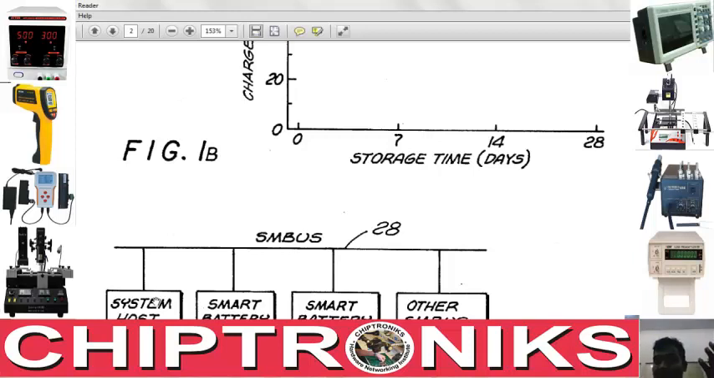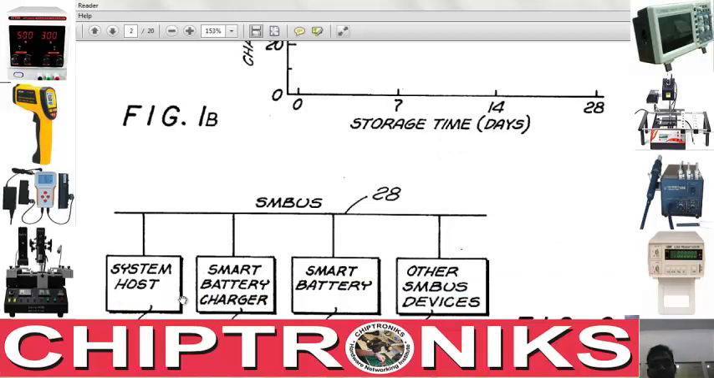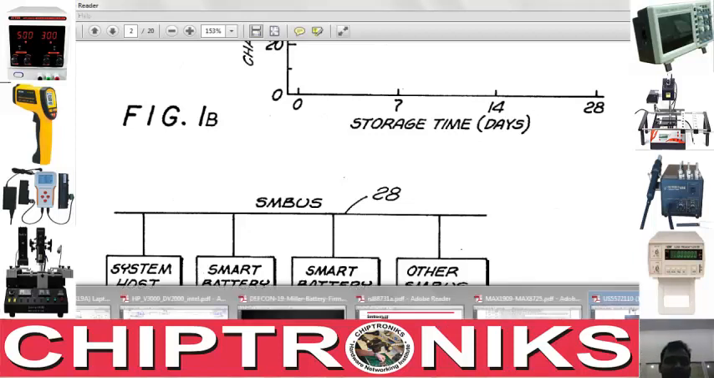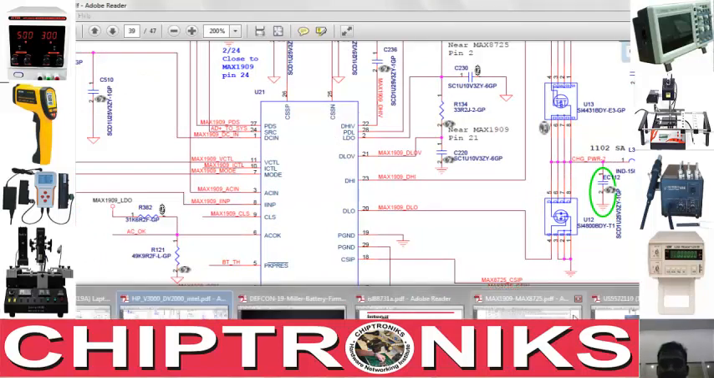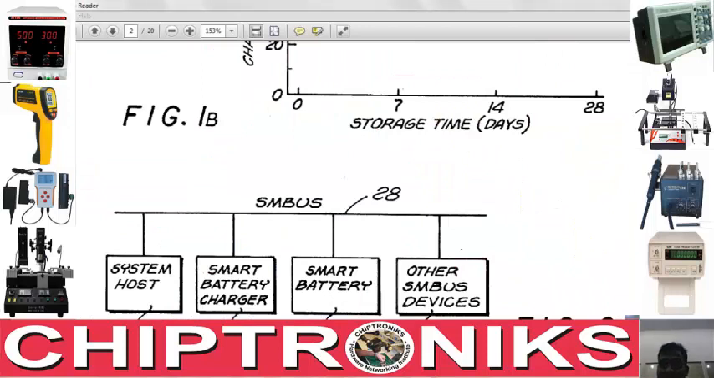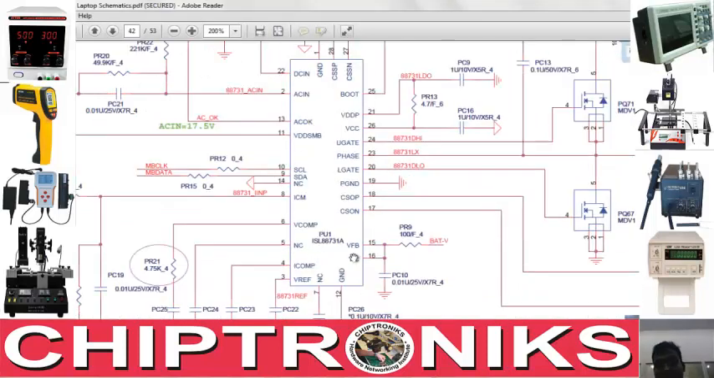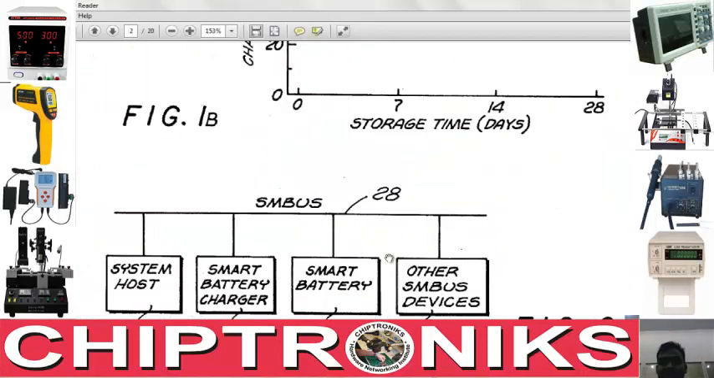If you like, I will have a separate class on the SM bus later on, but right now you should understand the SM bus to be a two-wire topology, where the system host can be anything, but when you are referring to a notebook motherboard, the system host is the IO controller. The smart battery charger is the charger IC. In case of the DV2000, it's the MAX8725 here. In case of the Lenovo board, the ISL88731 is the charger IC. And this is the smart battery as we have spoken of.